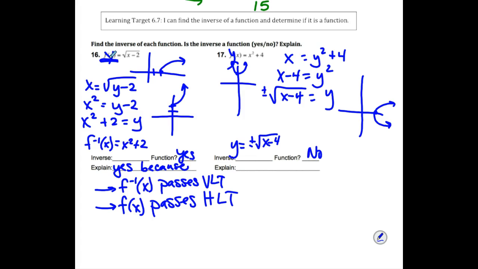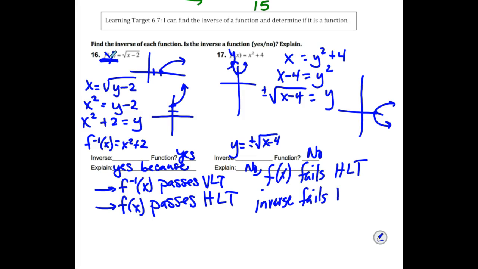What reason would I give? Say it again. Okay, so I can say no because f of x fails a horizontal line test, or I can say no because the inverse fails vertical line test. Okay? Either of those would be full points.